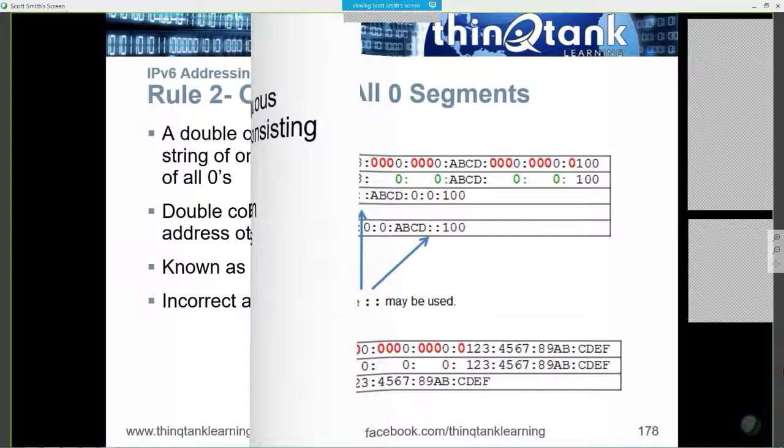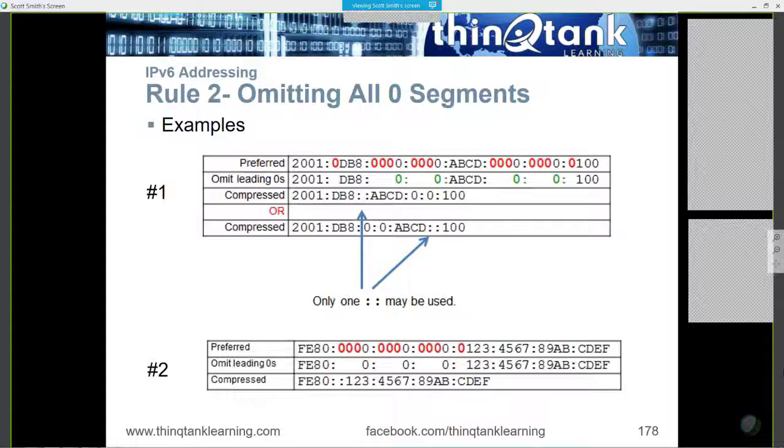All right? You can use the double colon anywhere you want, as long as you don't use it more than once. Okay? So the example you see at the top, example number 1, you've got 32 bits of zeros on the left, you've got 32 bits of zeros on the right. So you can choose to use the double colon on the left, or you can choose to use the double colon on the right. Doesn't matter where it's used. But it can only be used once. All right?